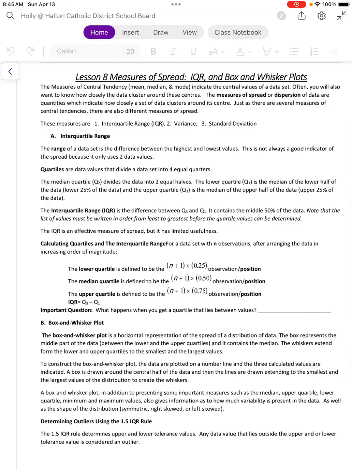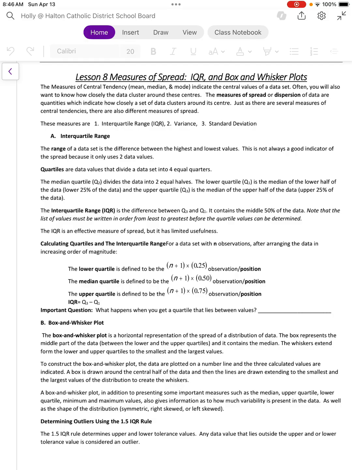The measures of spread, or dispersion, of data are quantities which indicate how closely a set of data clusters around its center. Just as there are several measures of central tendency, there are also different measures of spread. The measures of spread would be interquartile range, which is IQR, variance, and standard deviation. So we'll look at all three of these, but today, interquartile range, IQR, and then box and whisker plots.